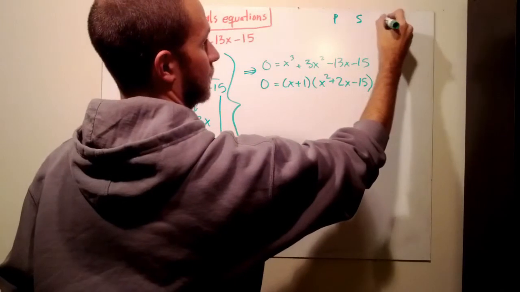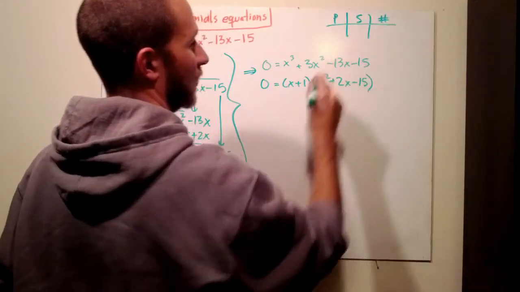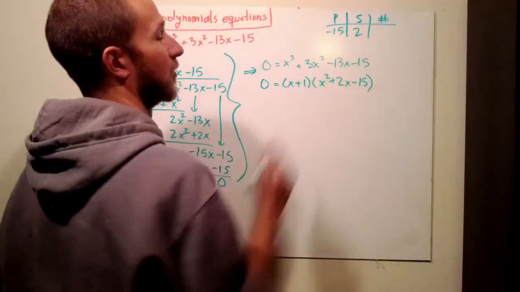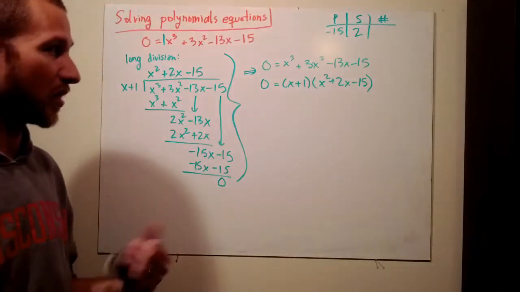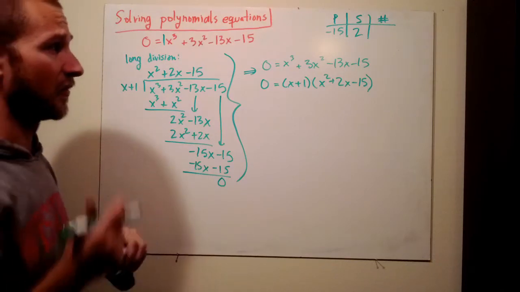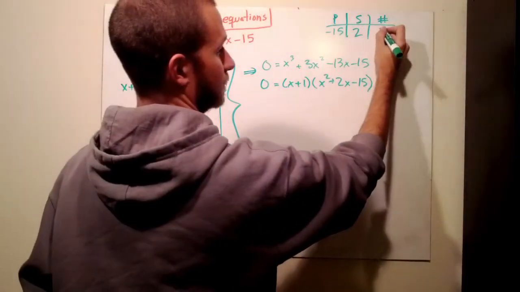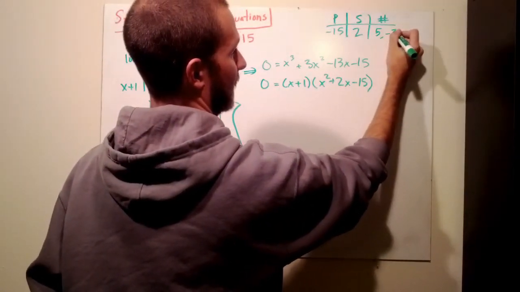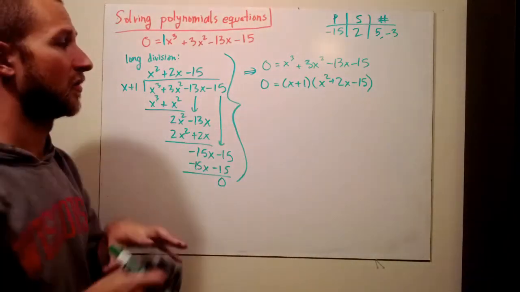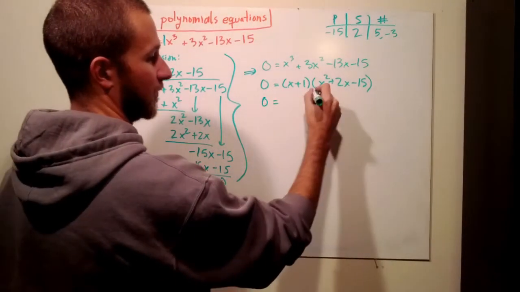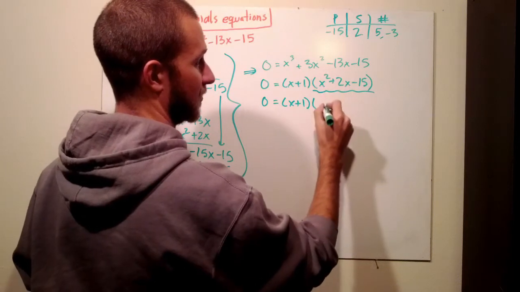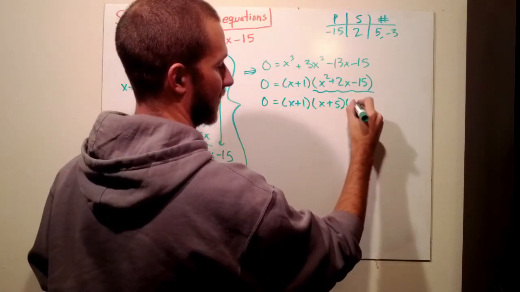Product, sum. Product negative 15 and the sum to 2. Go with our factors. I think 1 and 15. Well, let's see. At least one is going to need to be negative. I think we come up with 5 and negative 3. 5 times negative 3 is negative 15. 5 plus negative 3 is 2. So I can factor this quadratic term as x plus 5 times x minus 3.